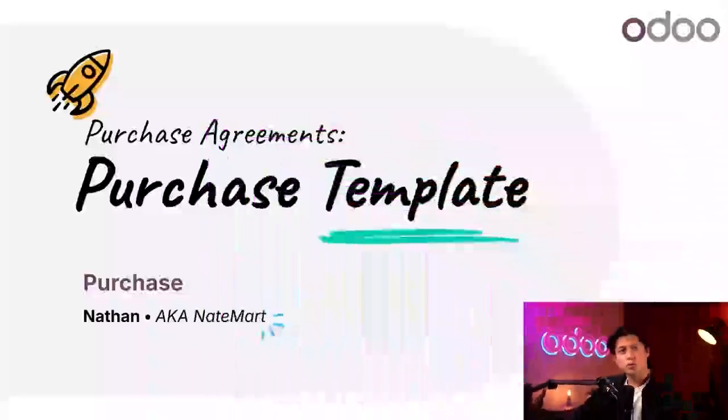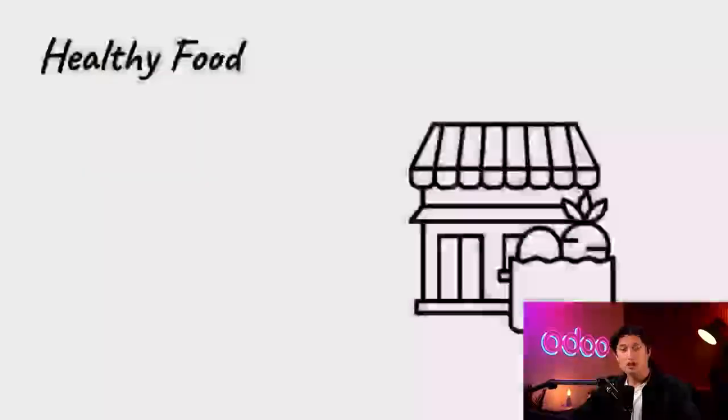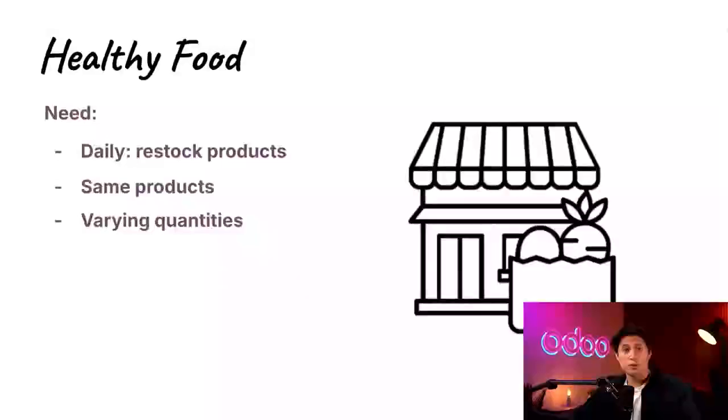Today, I'll show you a quick way to order the same products from the same vendor using a purchase template. Let's talk about Healthy Foods, Stealthy Wood's sister company that sells groceries. Our store orders fresh groceries daily, but quantities can change, and sometimes we need to add a few extra products.